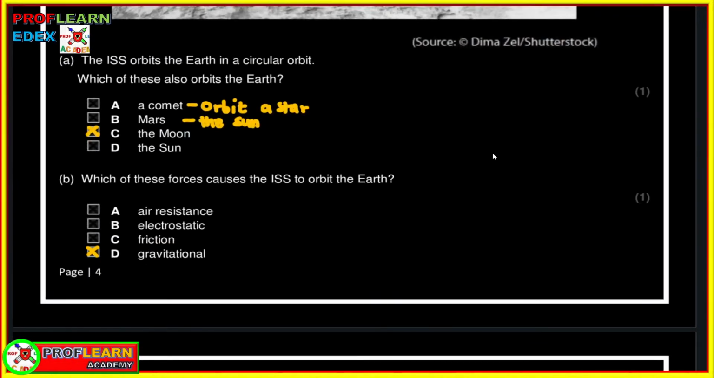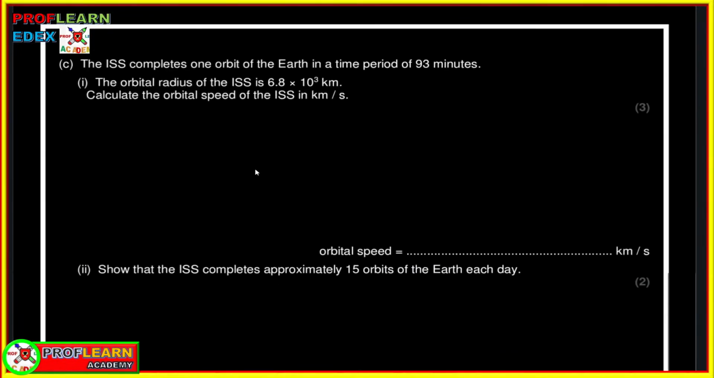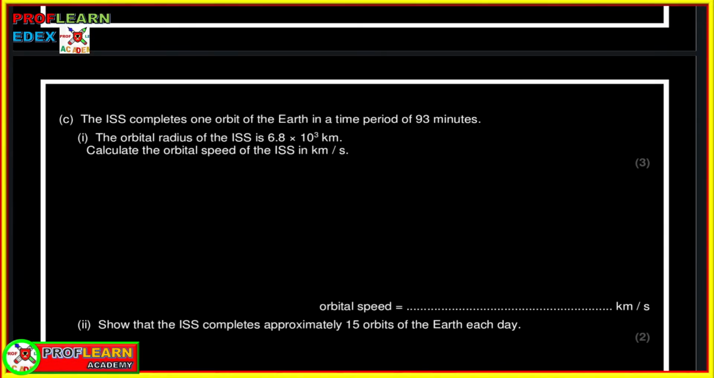Which of these forces causes ISS to orbit the Earth? This is gravitational force. So basically, that is what we've had from the beginning. And then we're supposed to go ahead and work out the next question.